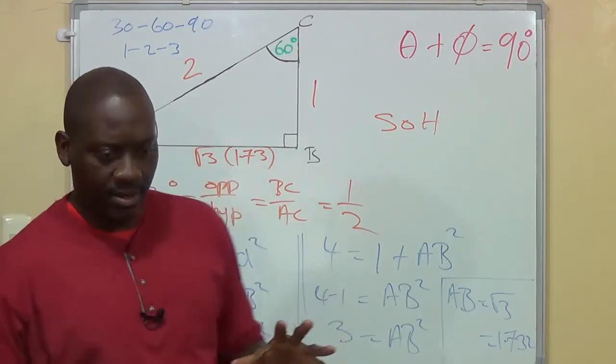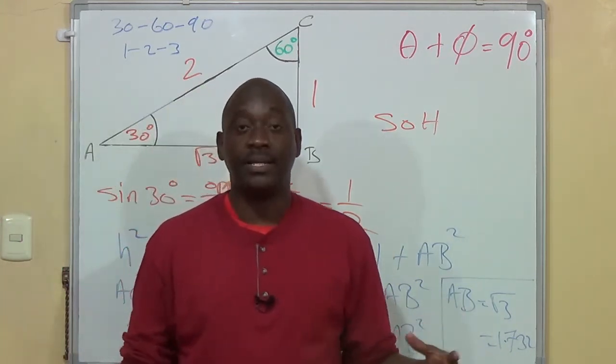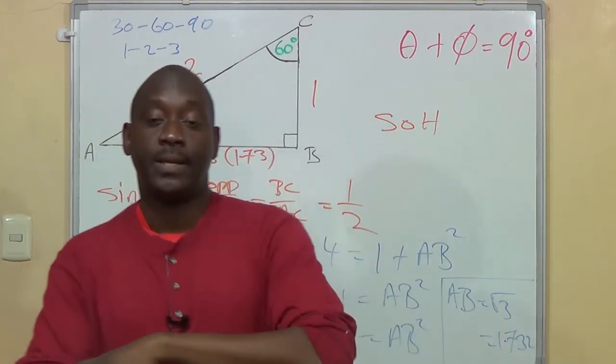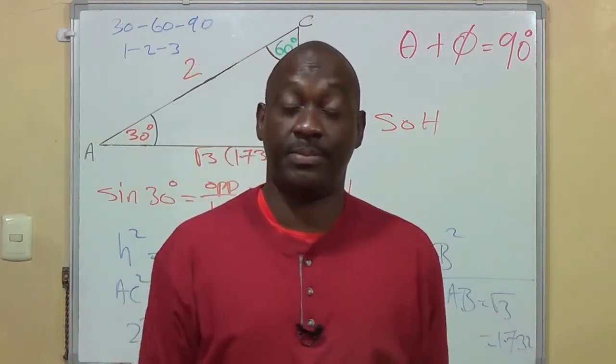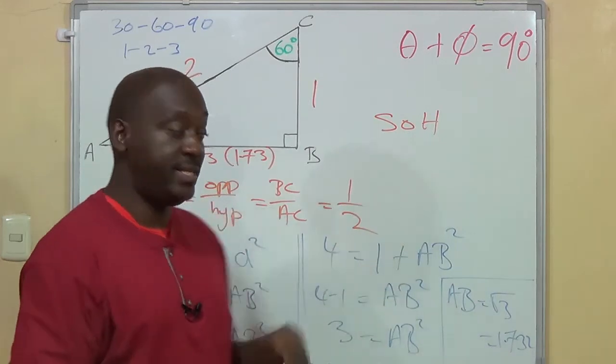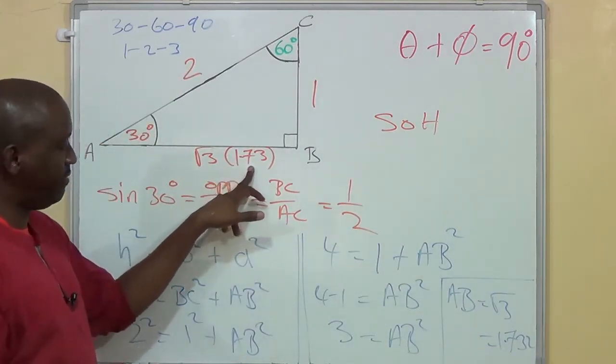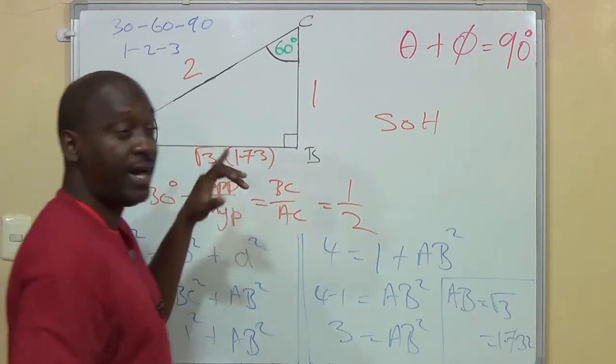So for the sake of appealing to the broader cross-section of people who are doing maths, in these examples I will go with the decimal form, and we will leave the root 3 for add maths.